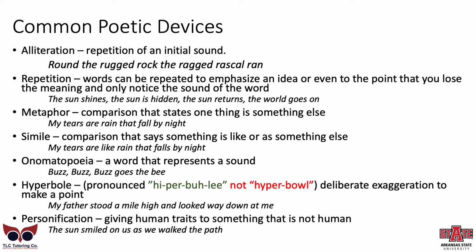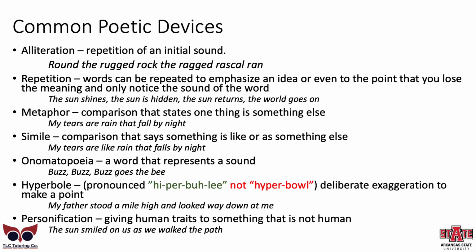The next poetic device is metaphor. A metaphor is a comparison that states one thing is something else. Consider this example. My tears are rain that fall by night. Notice that in the metaphor it clearly says my tears are rain. It doesn't say that my tears are like rain or that my tears are similar to rain, but that my tears are rain.